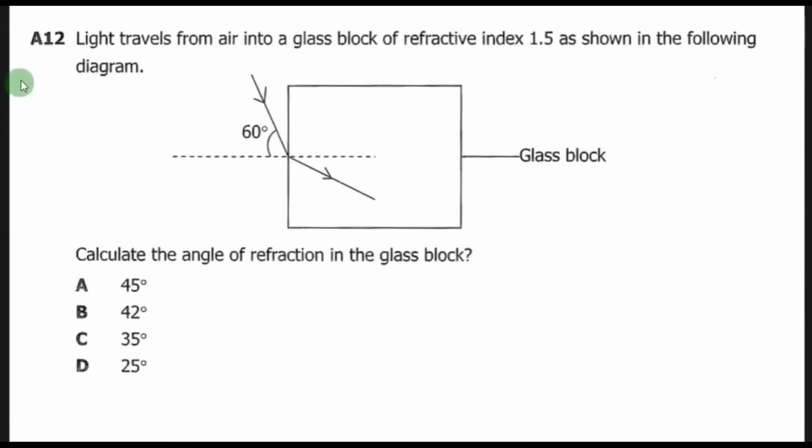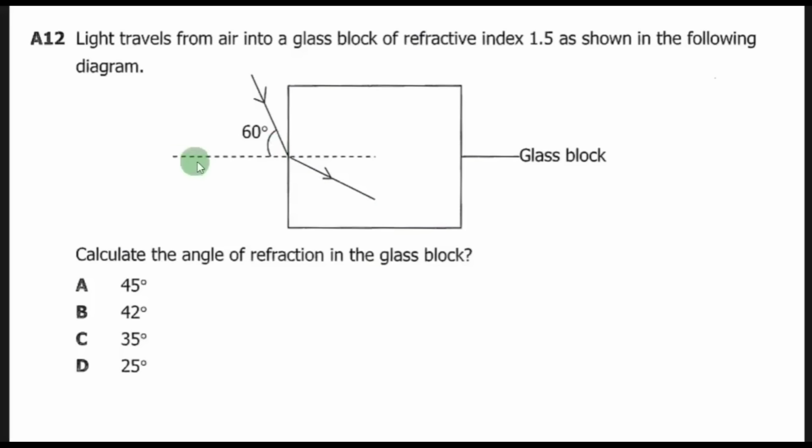A12 says: light travels from air into a glass block of refractive index 1.5 as shown in the following diagram. So let me read again. Light travels from air into a glass block of refractive index 1.5 as shown in the diagram. So we have a glass block here, then an incident ray traveling from air. They didn't label it, but they're saying it is from air, entering into the glass block.